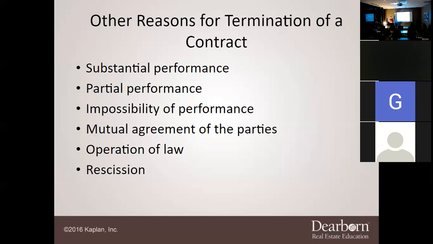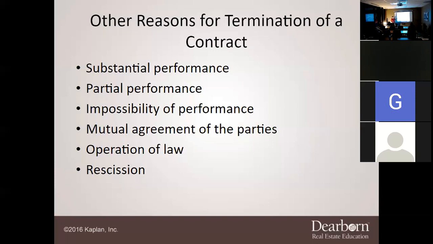Impossibility of performance also turns into that same situation. If we end up in impossibility, what happens here is this situation. Say, for example, that Mr. Travis here is wanting to purchase my property, and the sole purpose of him purchasing it is because he's going to turn it into a commercial building. So you're going to make it a commercial unit, okay?